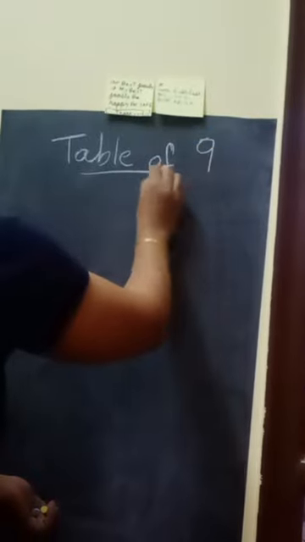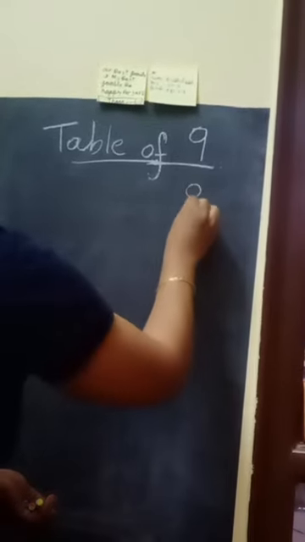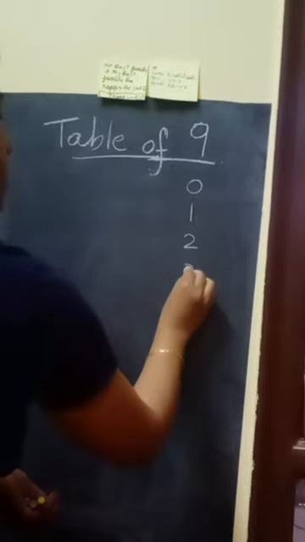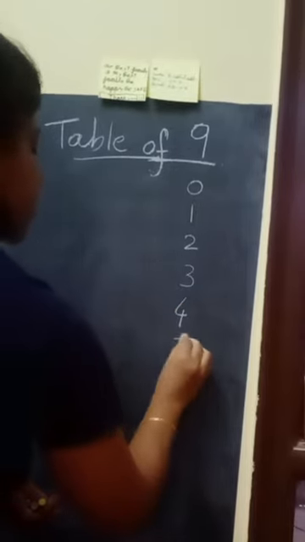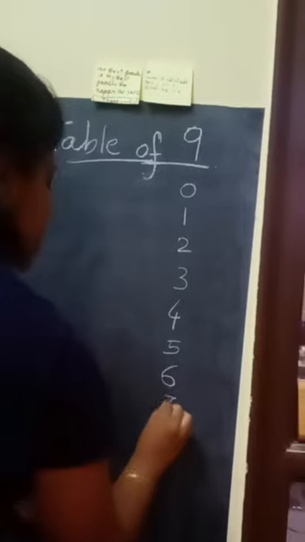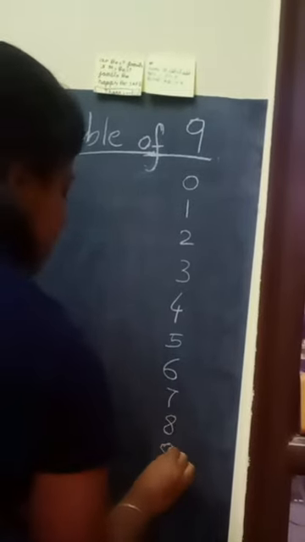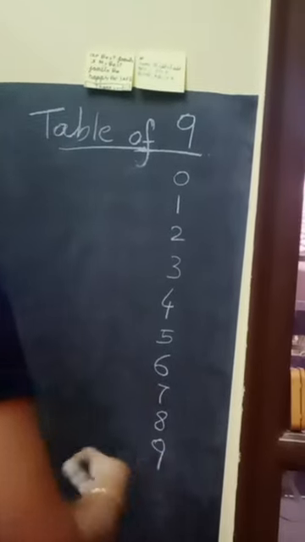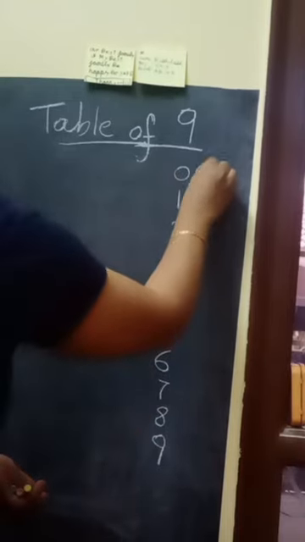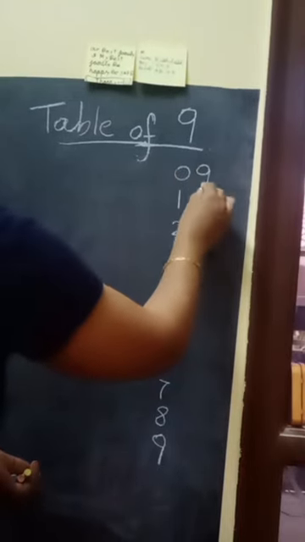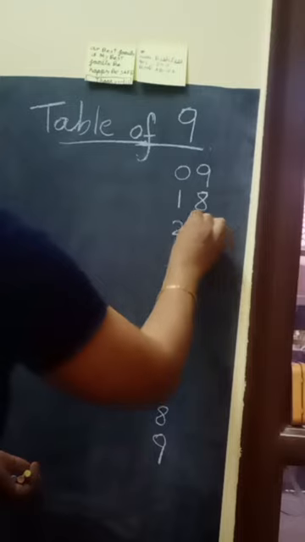Now we will do table of 9. Actually, the very easiest table. How will we do table of 9? First, we will write 0, 1, 2, 3, 4, 5, 6, 7, 8, 9. Alright. Now we will do the reverse order. 9. Tell along with me. 9, 8, 7.